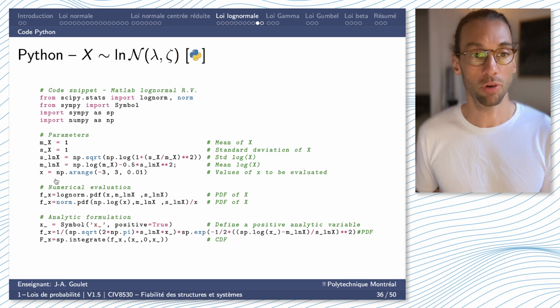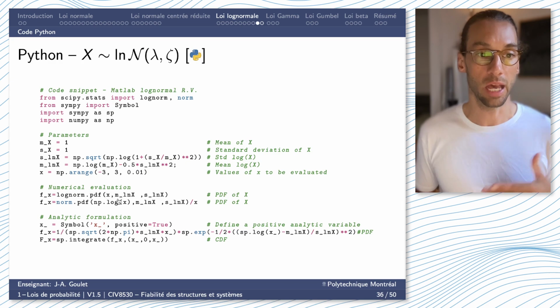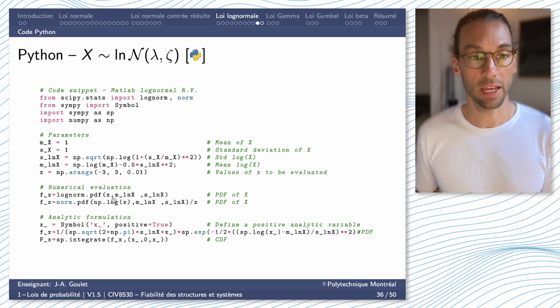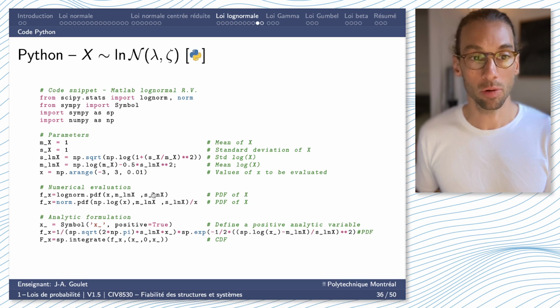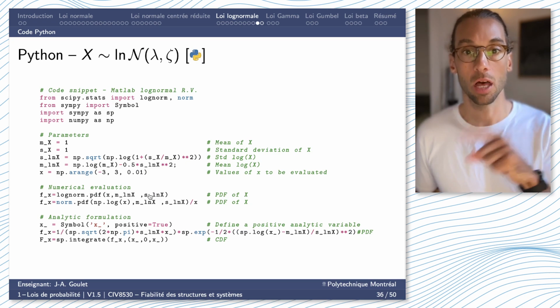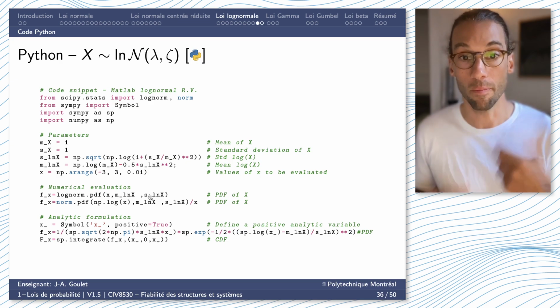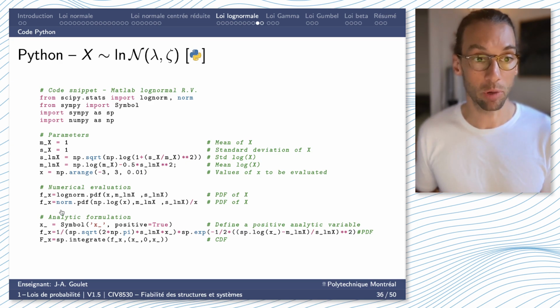Then I want to plot for x defined from -3 to 3. We can use lognorm.pdf or norm.pdf. Keep in mind, this is the lognorm PDF evaluated for x and my two parameters, so mean and standard deviation in the log space. I can also manually create this PDF by evaluating norm.pdf, the normal PDF, for the log of x with mean ln of x, and I divide by x. So these two are equivalent expressions.